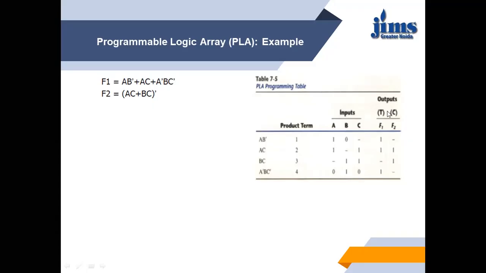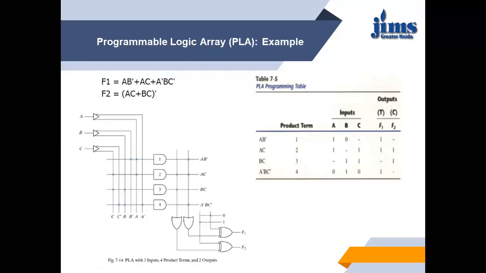Now we write the output. Because F1 is in true form, we have written T. F2 is in complement form, so we have written C. Whichever term is present in F1 will be 1. The first term is AB bar, then AC, then A bar B C bar. So 1 1 dash 1. Where there is a dash, there will be no fuse. Where there is a 1 and where there is a 0, these are all programmed. In case of F2, we have only 2 terms, AC and BC. So we put 1 1 and dash on the other locations. When we have designed the PLA programming table, that is enough. You can stop your answer here.